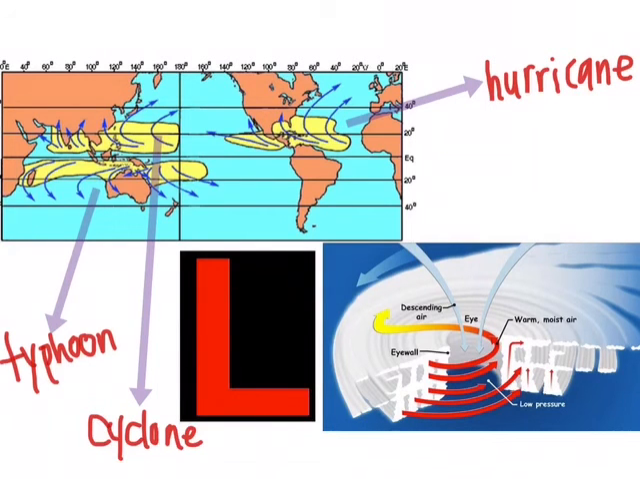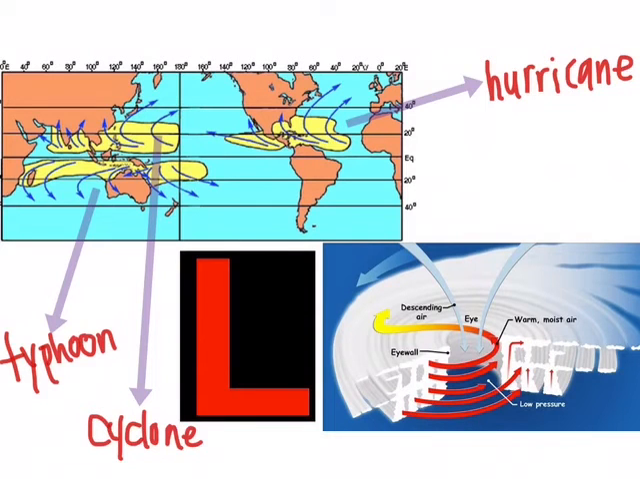And here's a graphic that shows how they form. The warm, moist air cycles and descending air comes down from above. This is cooler air that's sinking. This is what forms the eye of the hurricane.